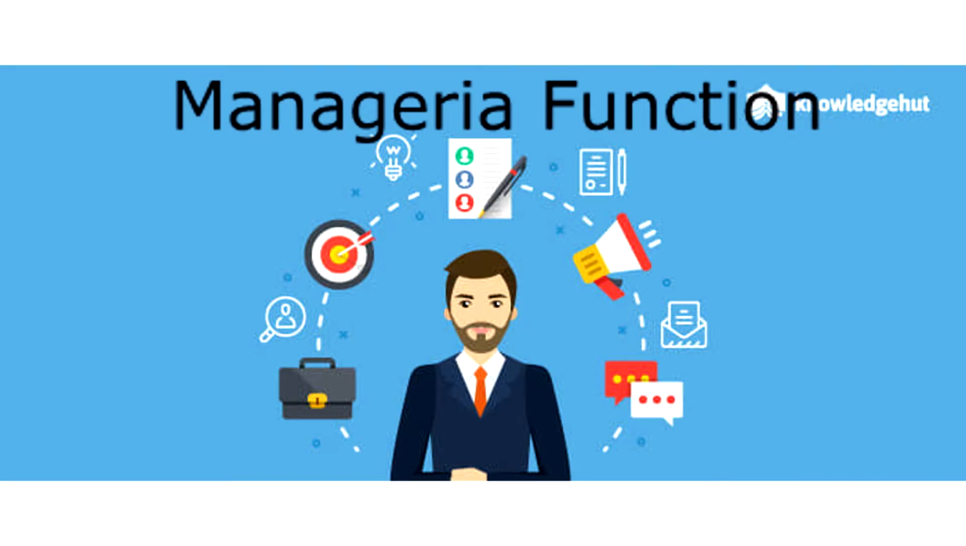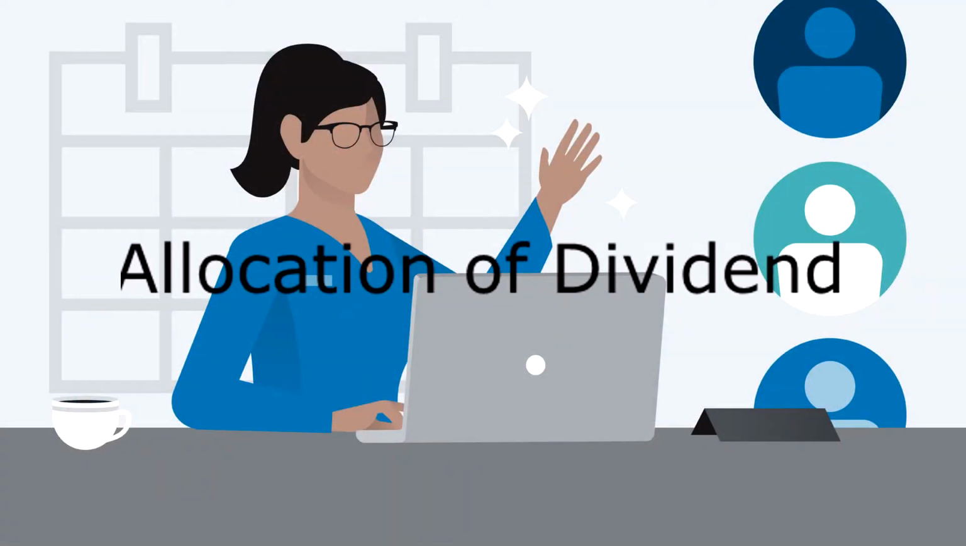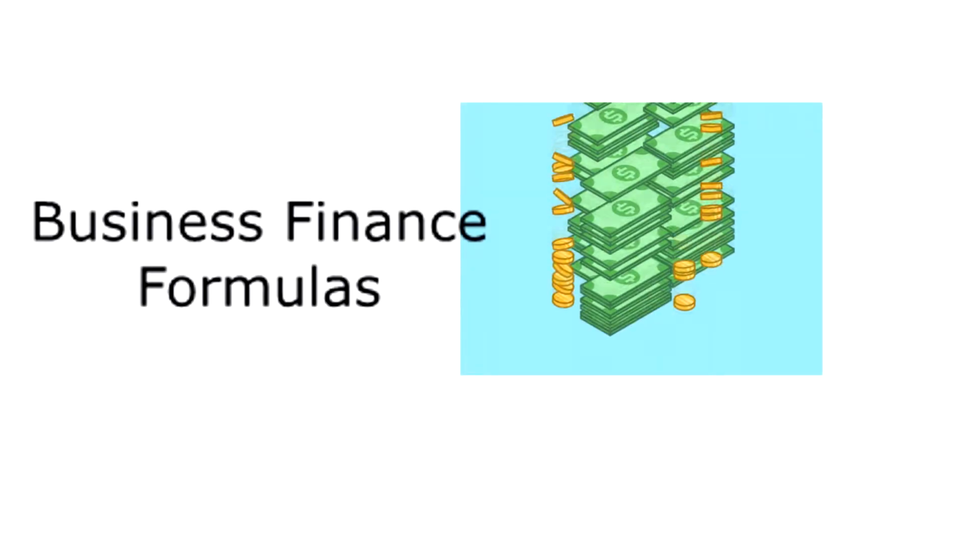Managerial functions. The next function of the business financial manager is to decide about the allocation of dividends among its stakeholders. In this case, retained earnings may also be considered. Business finance formulas. Generally, business formulas offer certain information pertaining to investments made for growth opportunities and business operations. Each formula can help you compare the total cost of decisions that can impact your organization financially in terms of profits or losses.